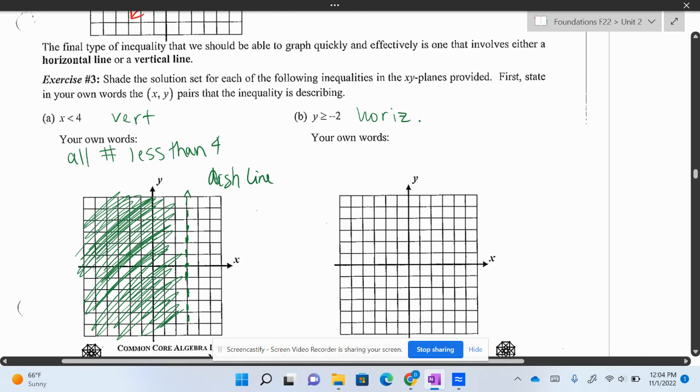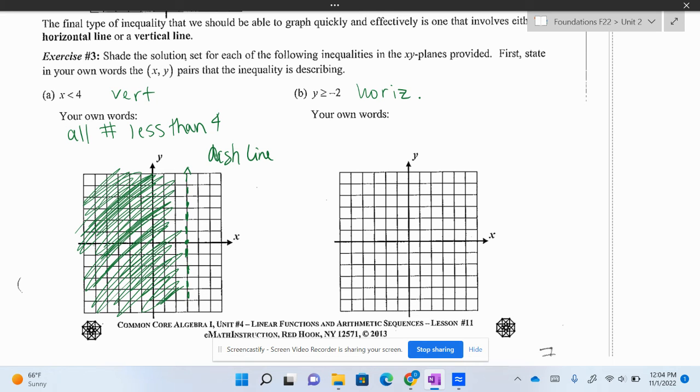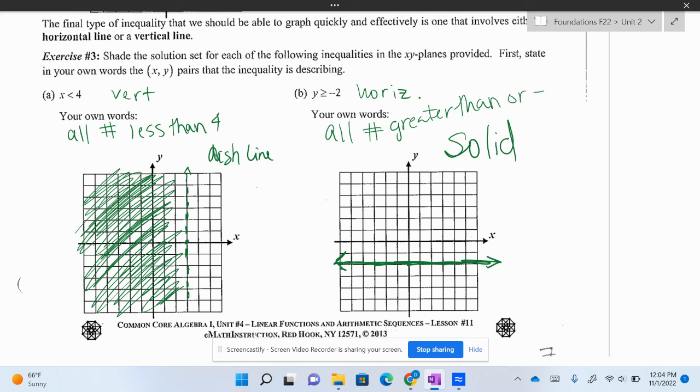Because. So y is greater than or equal to -2. Solid line or a dashed line? Dakota, what do you think? Solid or dashed? Solid. Horizontal line at -2 on the y-axis. This says all numbers greater than or equal to -2. So I'm going to shade above it or below it? Above it.